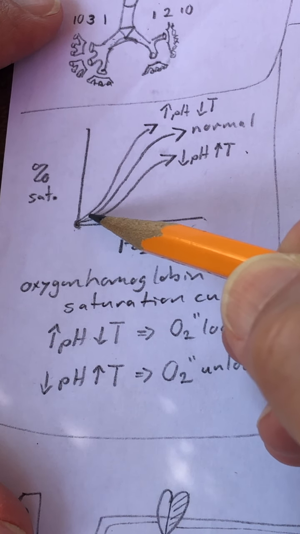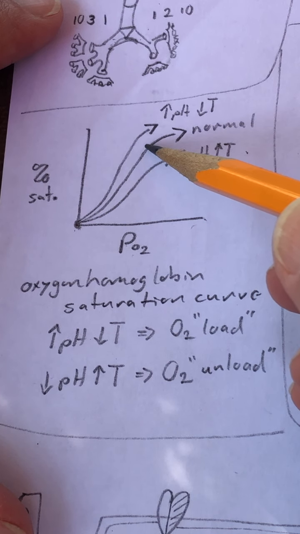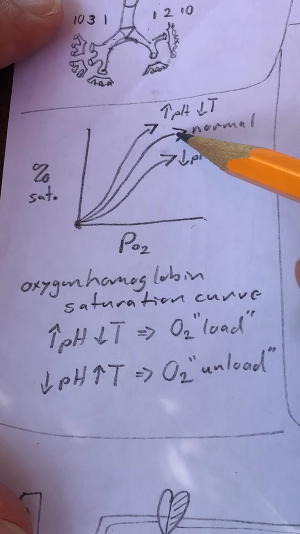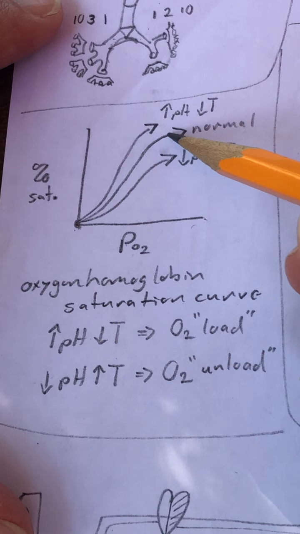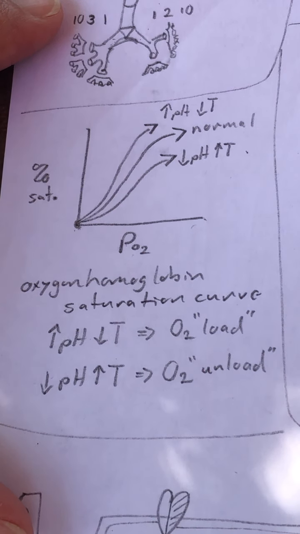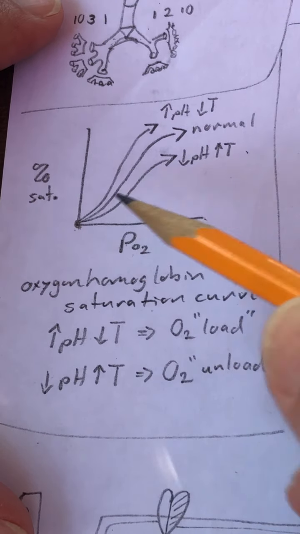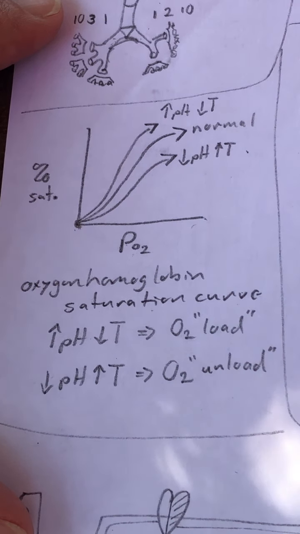It turns out that it's easy to load the oxygen at the very, very beginning, but later on it becomes a little less dramatic. So you can still load the oxygen, but it's just not as easy. So the curve tends to go up dramatically, and then it kind of plateaus a little bit, flattens a little bit. So this is a so-called normal oxygen hemoglobin saturation curve. It goes up dramatically and then kind of plateaus out.